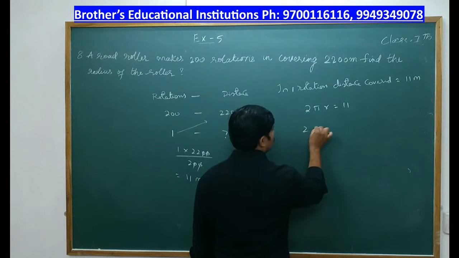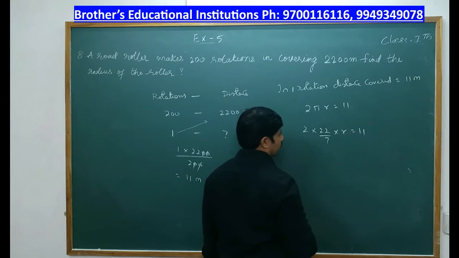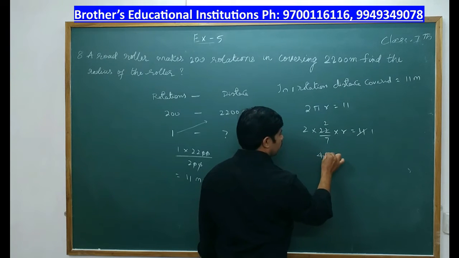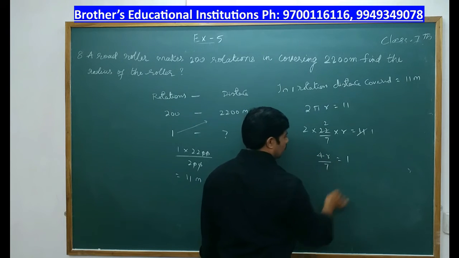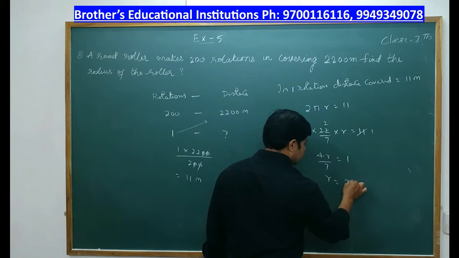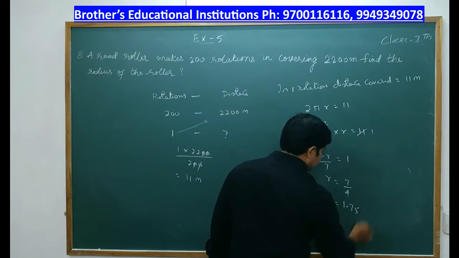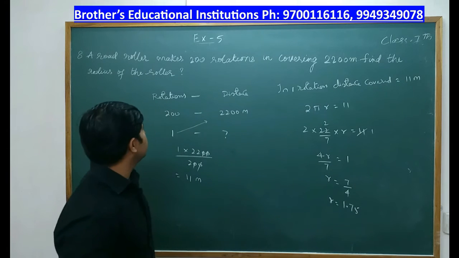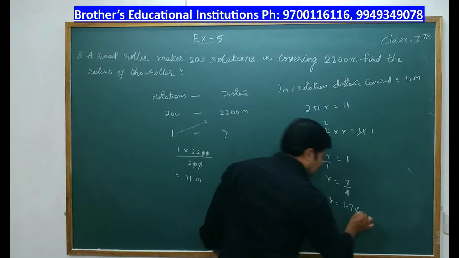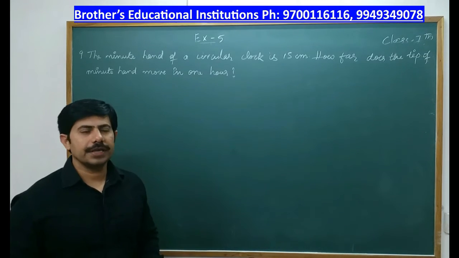So that is 2 into 22 by 7 into r is equal to 11. So 11 ones are, 11 twos are, so we get 4r by 7 is equal to 1. Just cross multiply. r is equal to 7 by 4. So r is 1.75. If you divide this, you will get 1.75 meters. As the distance is given in meters, this is also in meters. Okay, this is completed. Next problem.